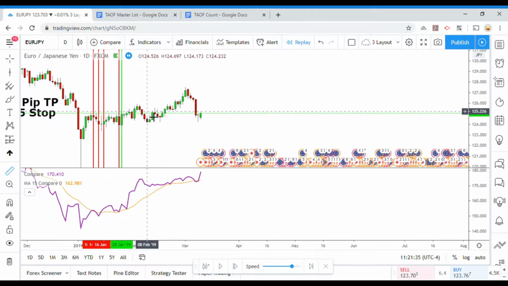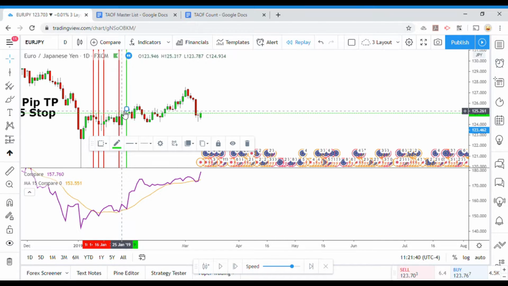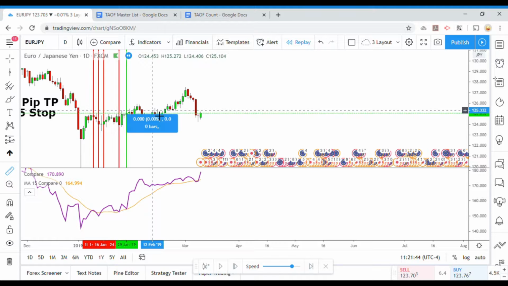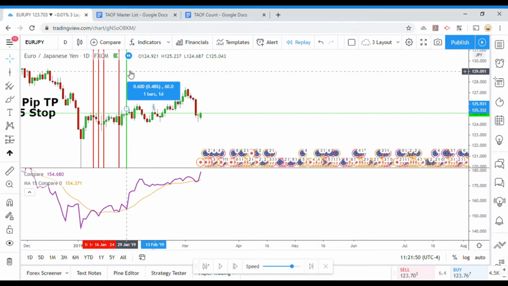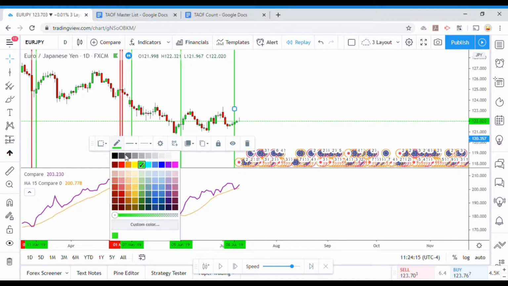Let's actually measure this off here real quick. That would have been the candle there. So there to there wouldn't have made it. Came down there, would not have stopped out. Yep, so that would have been a win there.